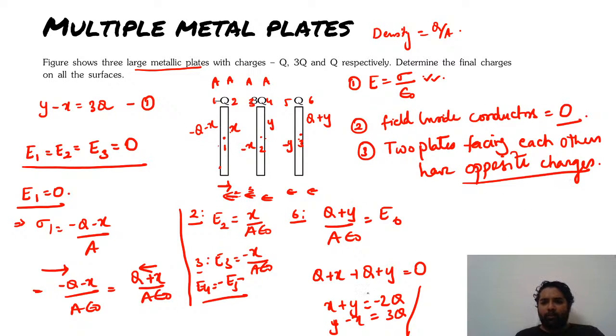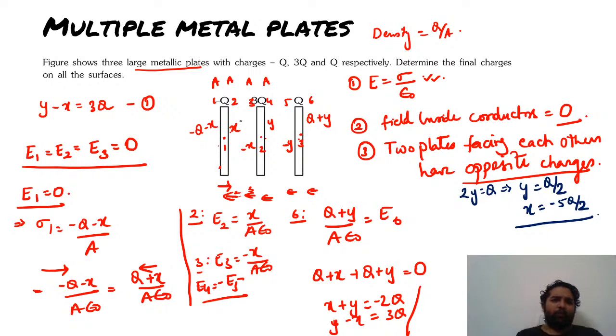Yes. So equating, just add both of them, we get 2y is equal to q, which means y is equal to q by 2, and x is equal to minus 5q by 2. These are the two values. And what is the total charge on both sides?